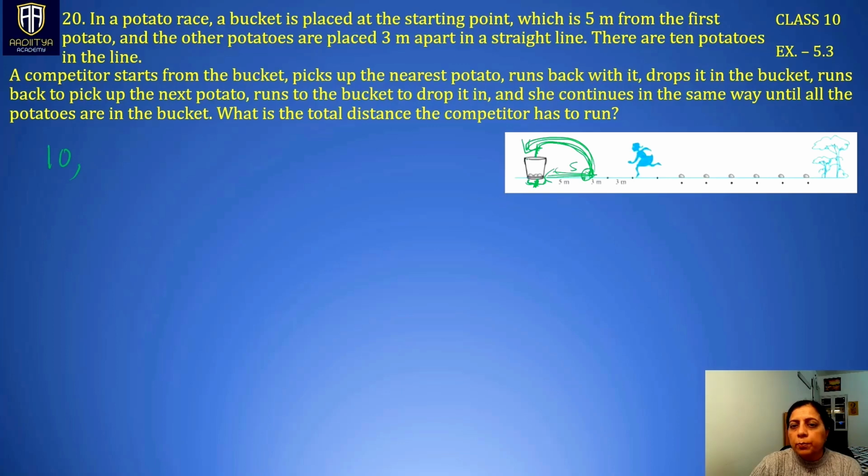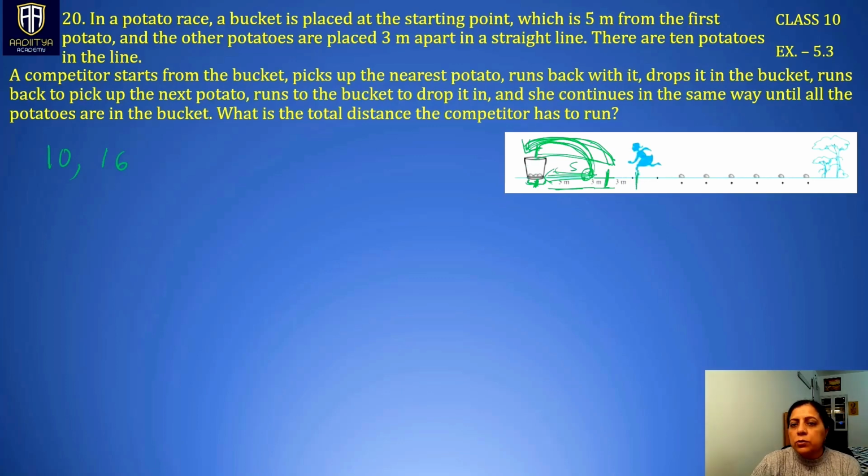Now she goes to pick the second potato. What is the distance? This is 5 for the first, added 3. For the second potato, she goes 8. 5 plus 3, 8. Picks up the second potato, comes back to this bucket. So 8 for going and 8 meters for coming back. That means 8 and 8, 16 meters she has traveled to pick up the second potato. And now she has put that second potato in the bucket.